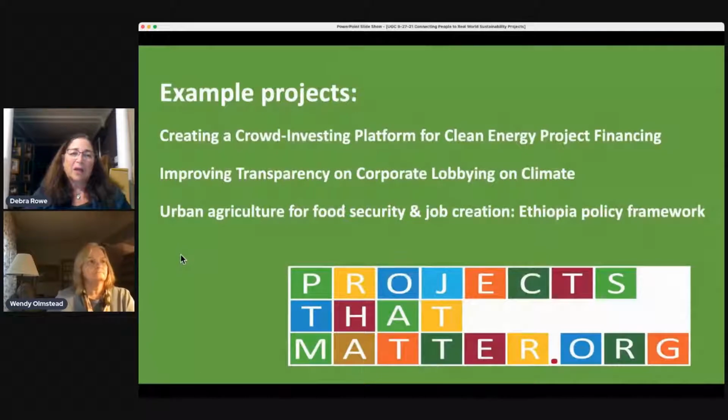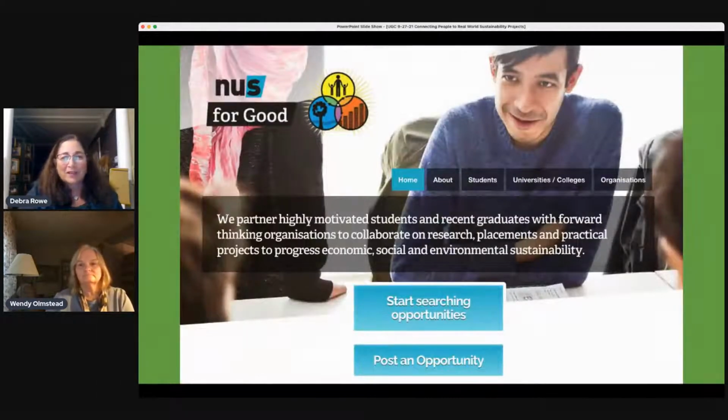Now, I just put on a couple of the examples of the projects that are on there, like creating a crowd investing platform for clean energy project financing, or improving transparency on corporate lobbying on climate. And here's one of my favorites. It's an urban agriculture for food security and job creation project in Ethiopia, where they're looking to create a policy framework. So that's just a few. Go ahead and look at what's there and add more. Okay, next slide. And I'm going to hand it over to Wendy, who will tell you about the other site.